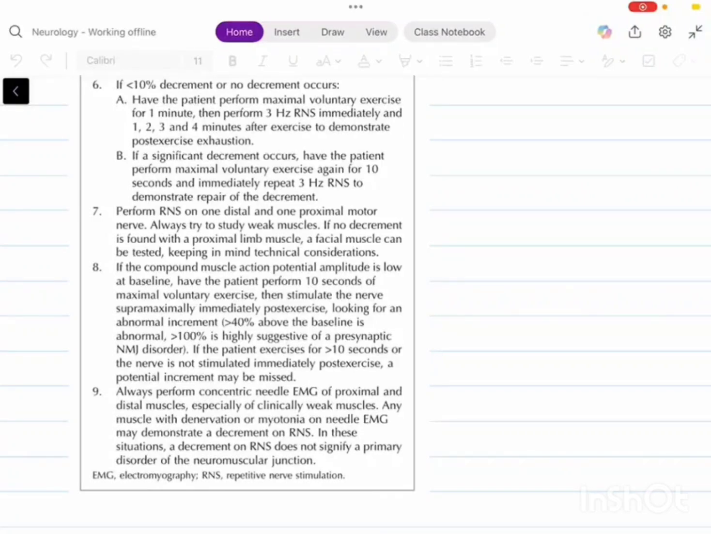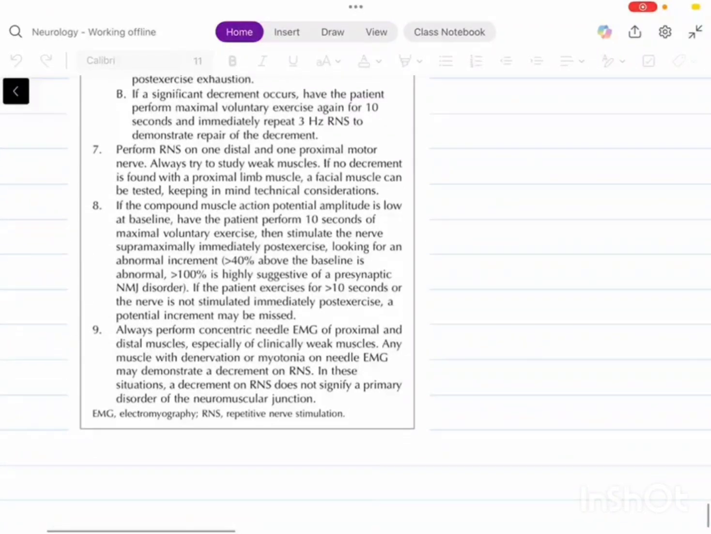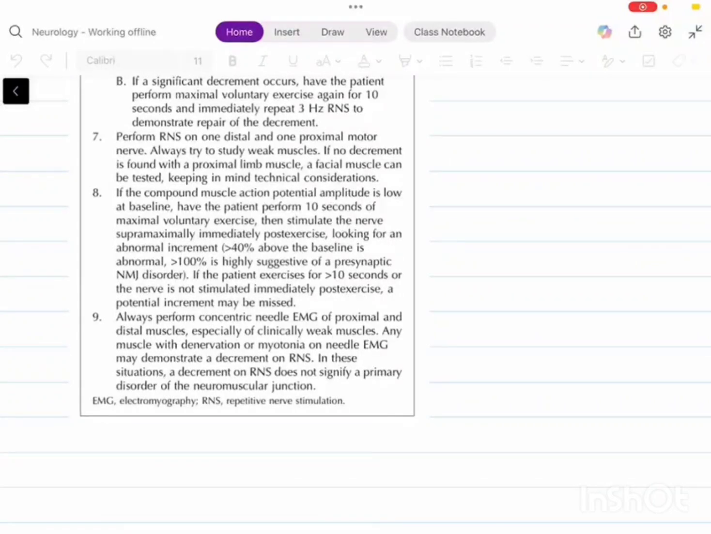If the compound muscle action potential amplitude is low at the baseline, have the patient perform 10 seconds of maximum voluntary exercise, then stimulate the nerve supramaximally immediately post exercise, looking for an abnormal increment. More than 40% above the baseline is abnormal, and more than 100% is suggestive of a presynaptic neuromuscular junction disorder. If the patient exercises for more than 10 seconds and the nerve is not stimulated immediately post exercise, a potential increment may be missed.